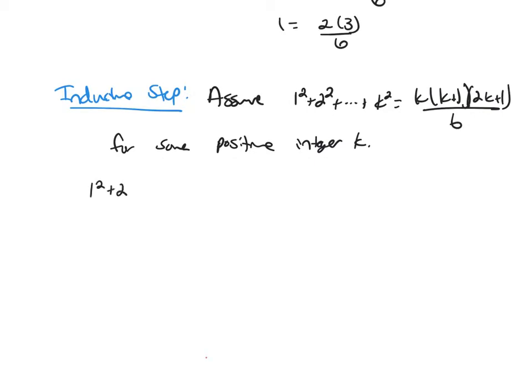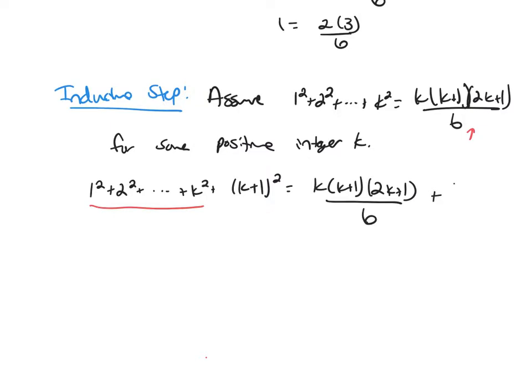1 squared plus 2 squared plus all the way up through k squared plus (k + 1) squared. Now I have a formula for these first few terms here. My formula is coming from up here. So I'm getting k(k + 1)(2k + 1) over 6, plus (k + 1) squared. Now get a common denominator of 6, and I'm going to go ahead and combine them into one fraction.